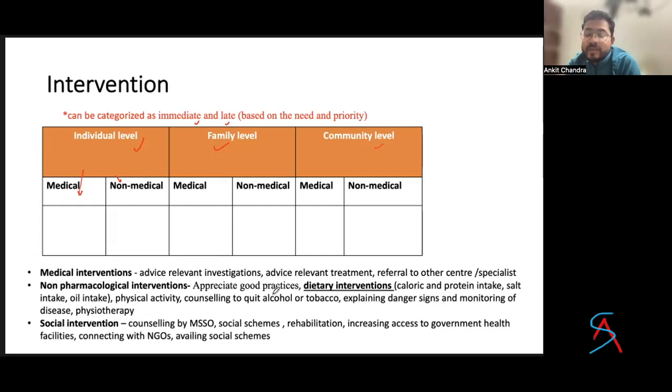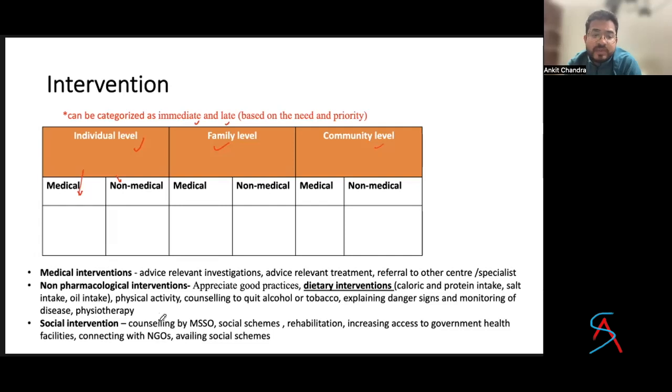Non-pharmacological could be like you can appreciate their good practices. You can give some dietary intervention related to diet or protein intake or salt intake. And then it could be related to physical activity, counseling, explaining danger signs, or monitoring of the disease, or physiotherapy.